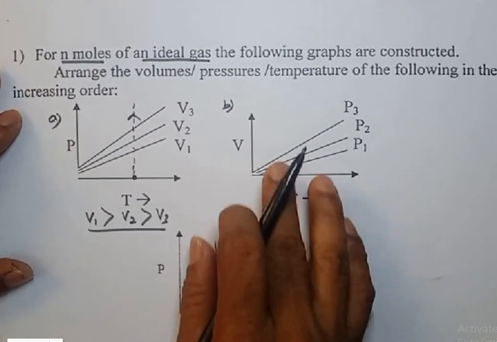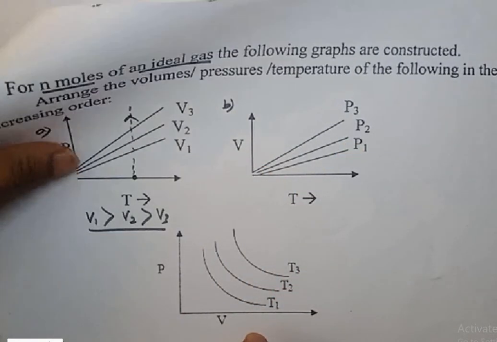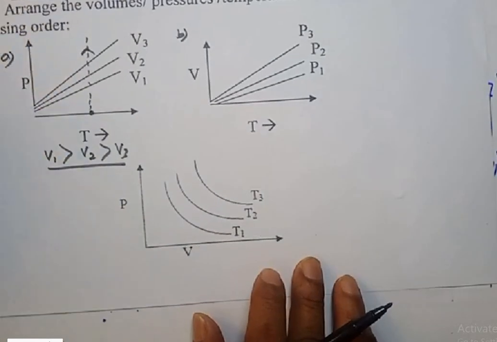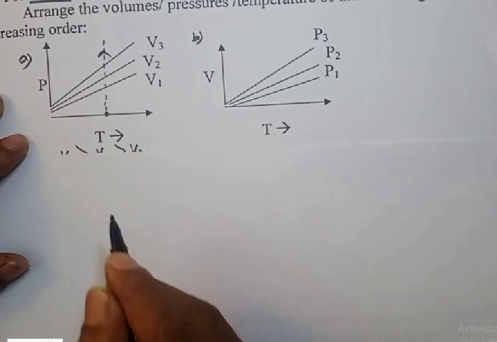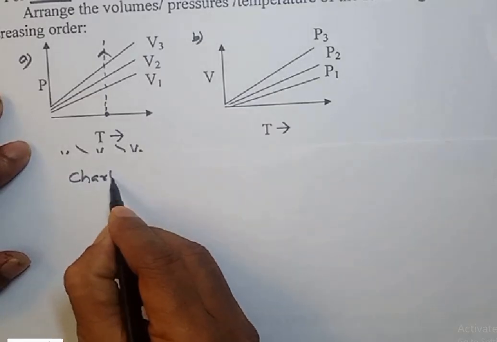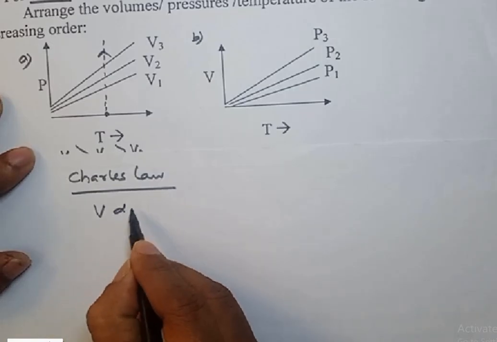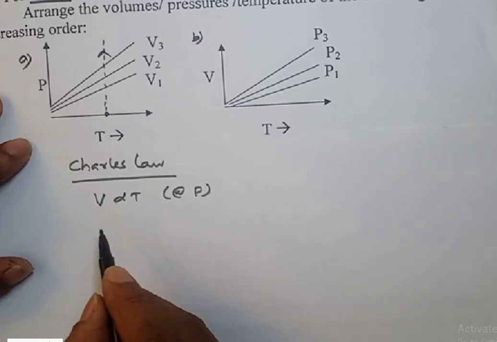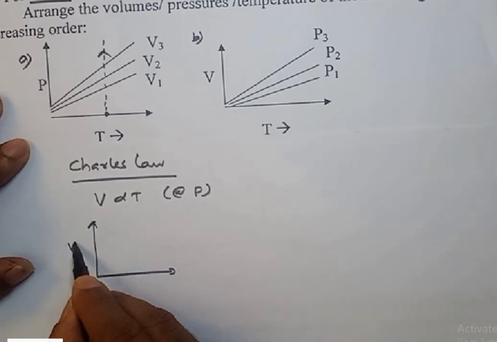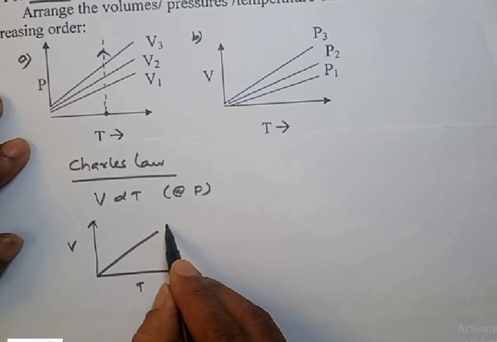Then let me move on to problem B. Here, volume is plotted against temperature, keeping pressure constant. This is nothing but Charles's law. According to Charles's law, volume is directly proportional to temperature at constant pressure. So if we plot volume versus temperature, we get a straight line passing through the origin. This is at some constant pressure P1.